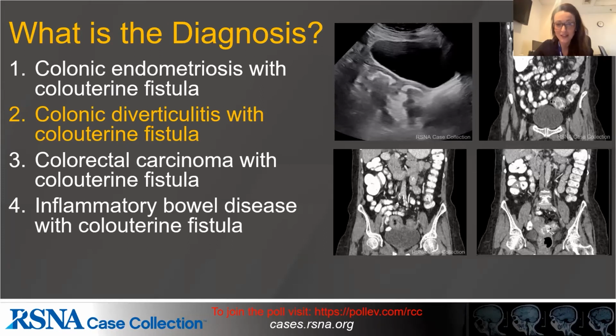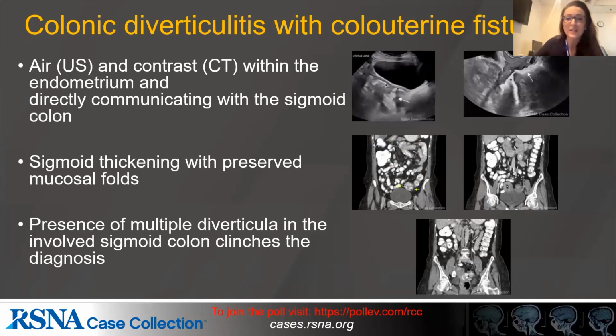And exactly, this is colonic diverticulitis with a colouterine fistula. As you can see, based on ultrasound, there is markedly echogenic material with posterior acoustic dirty shadowing, which represents air. You see it both on transabdominal and transvaginal exam, as well as on CT, where you can see communication of that enteric contrast material between the adjacent sigmoid colon and the uterine canal. Here, you see direct communication.